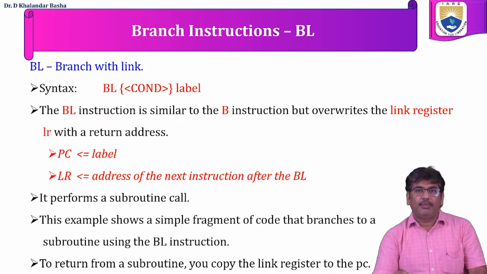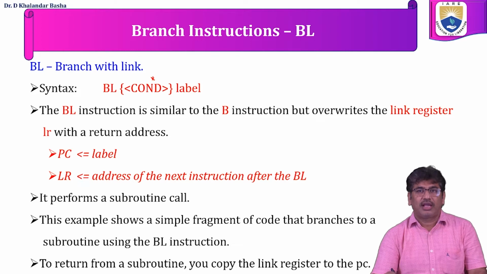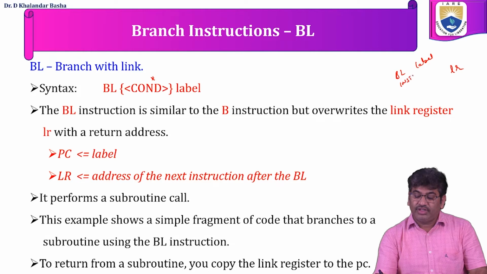The next instruction is BL, which is branch with link. The syntax of the instruction is BL, optional condition, label. The BL instruction is similar to the branch instruction B, but overwrites the link register LR with a return address. When the BL instruction is executed, the LR register will contain the address of the instruction following BL, and the control will be transferred to the specified label.